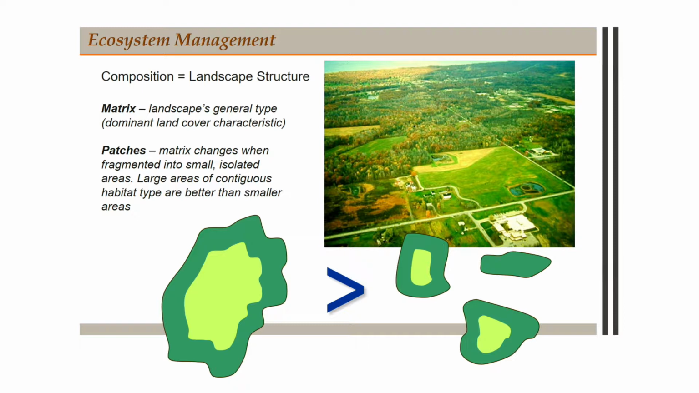We understand that the landscape matrix can change over time. But when the matrix changes, it's often fragmented into small, isolated areas of similar uses. Right? So the forest becomes a series of chunks of forest, and agriculture maybe becomes the dominant landscape matrix. And what we're left with are remaining wildlife habitat patches. Understanding that in almost all situations, large areas of contiguous habitat are better than smaller areas. This is something that we can take back into our design.